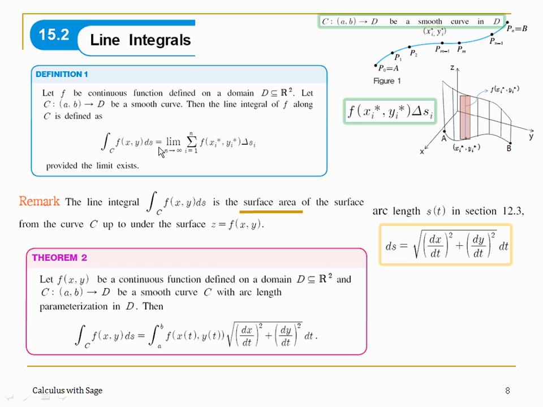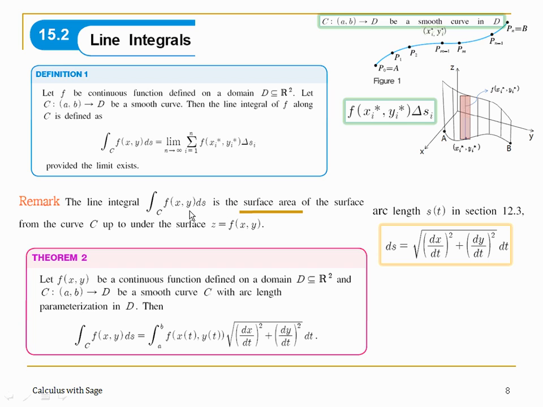Then this integral is defined as the Riemann sum like this, the limit of the sum as n goes to infinity, if the limit exists. This integral is called the line integral. The line integral of two variables is the surface area of the surface from the curve C up to under the surface z equals f of x, y.